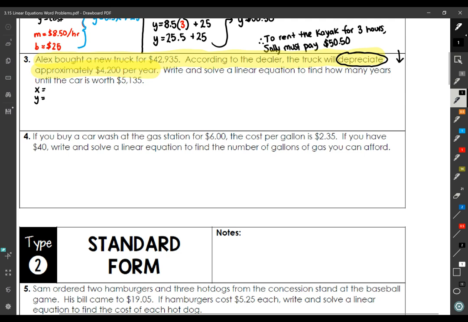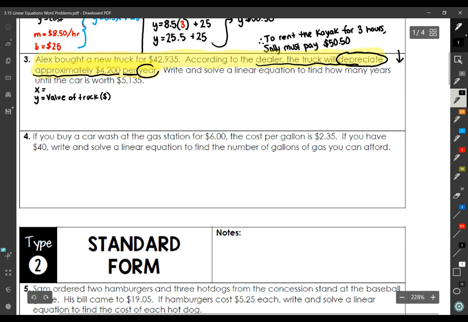So our y, our dependent variable, is the value of the car. Value of car, or truck, sorry. Might as well be consistent. Value of truck. That means how much money it is worth. Now, what affects the value of the truck? According to the dealer, the truck depreciates at approximately $4,200 per year. So our independent variable is the number of years.